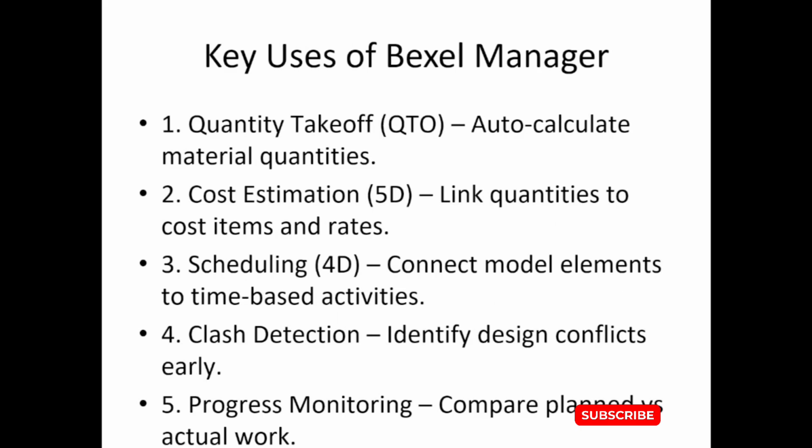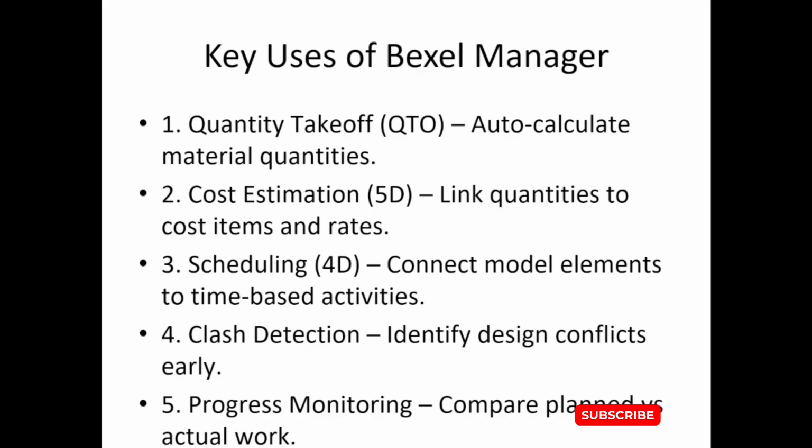What are the key uses of Bexel Manager? First is quantity takeoff. Quantity takeoff is a technique which automatically calculates material quantities, like concrete, cement, and the resources we use. That is known as quantity takeoff. Second is cost estimation. Cost estimation is 5D, where we link the quantities to cost items and rates.